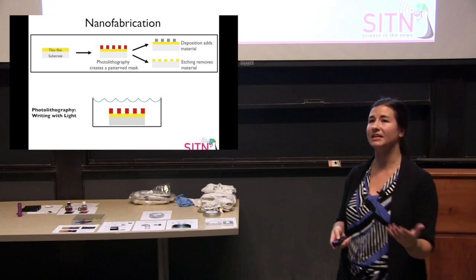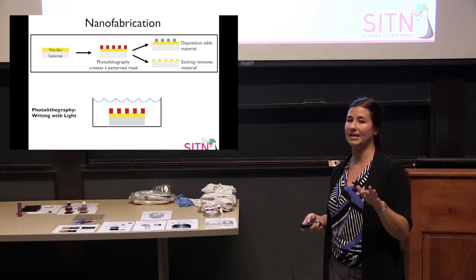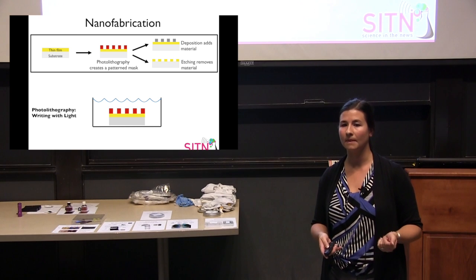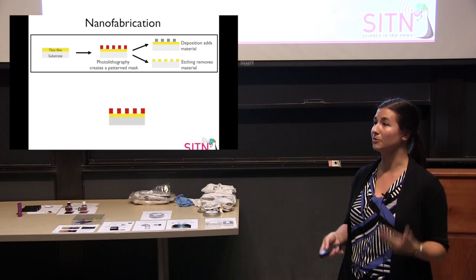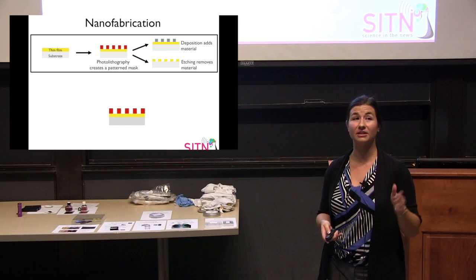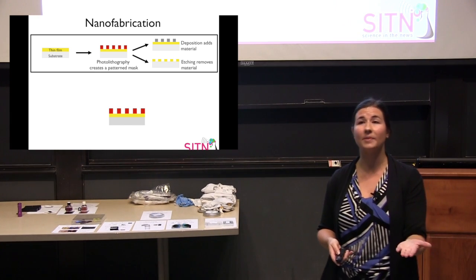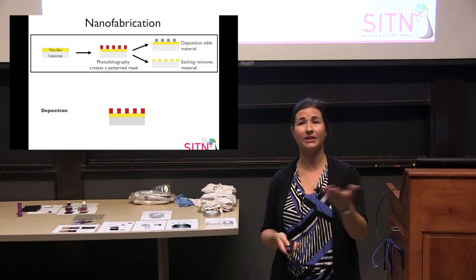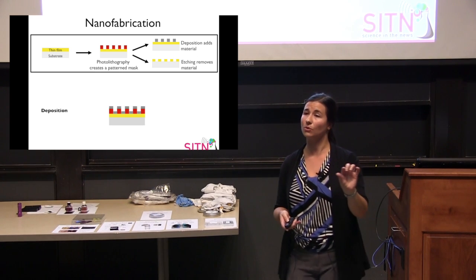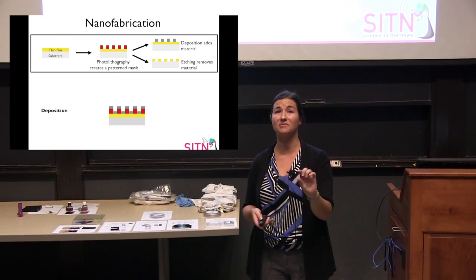So as I mentioned at the beginning, there's two things you can do once you make this temporary mask on top. You can either add material or remove material. So the first thing we're gonna talk about is adding material. We call this deposition. Just as you expect, when we add material, it goes everywhere. It goes not just in the holes we left, but it also goes on top of the pattern that we made.